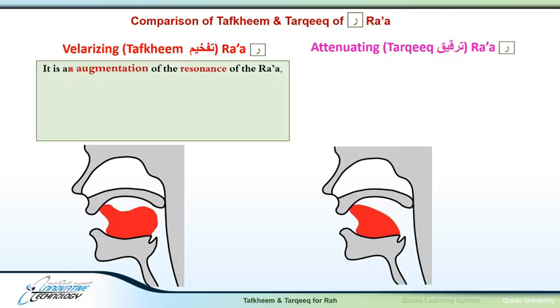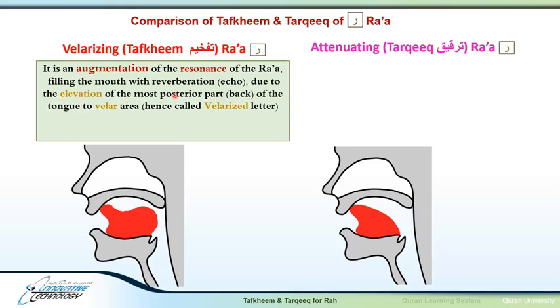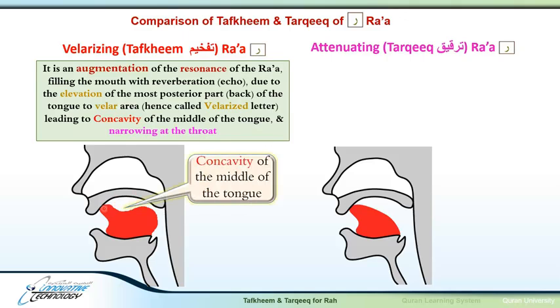We'll realize that Velarization or Tafkheem is an augmentation of the resonance of the Ra, filling the mouth with reverberation, echo, due to the elevation of the most posterior back of the tongue to the velar area, for which we call the letter velarized, and we name this process velarization because of pushing the back of the tongue to the velar area. This will lead to concavity of the middle of the tongue and narrowing of the throat area. This is a concavity of the middle of the tongue, and this is the throat being narrowed.